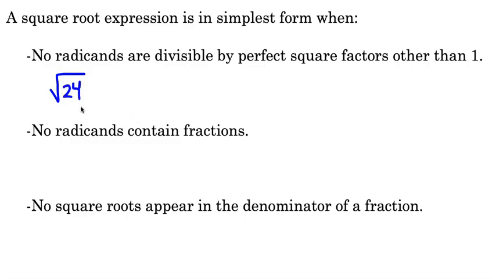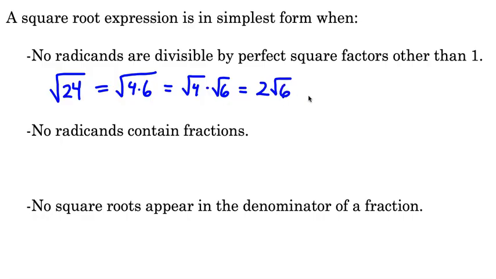Right? Question is, are there any perfect square factors of 24? The answer would be yes. So we would split it, square root of 4 times 6, and then we'd have square root of 4 times the square root of 6, and then we'd have 2 square root of 6.